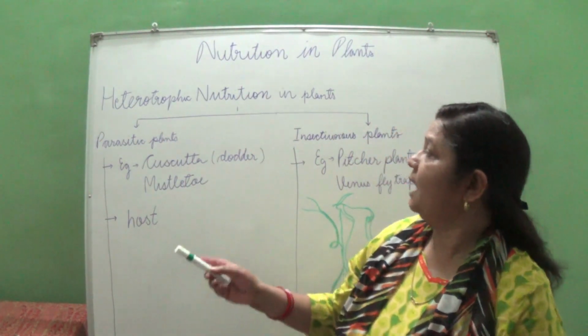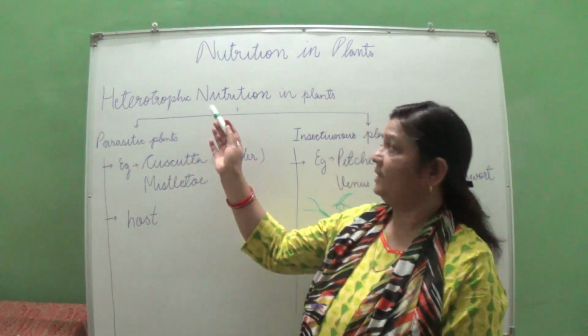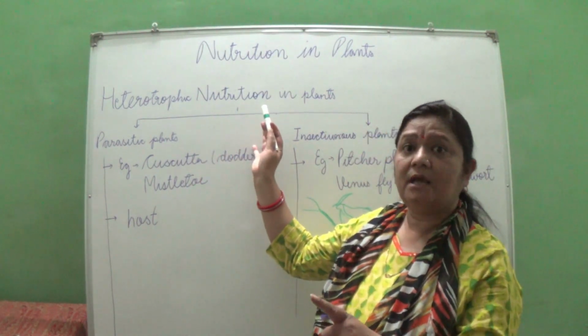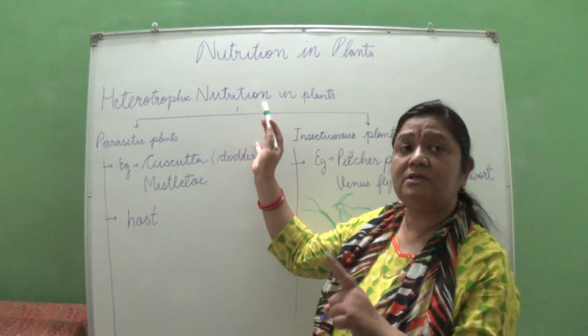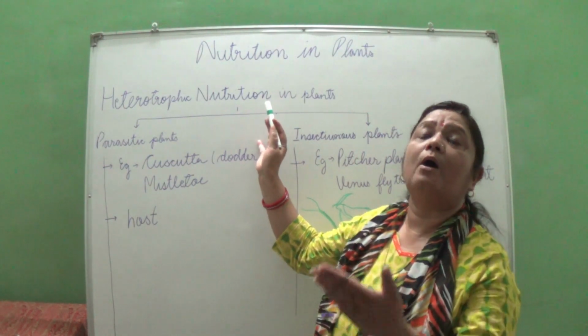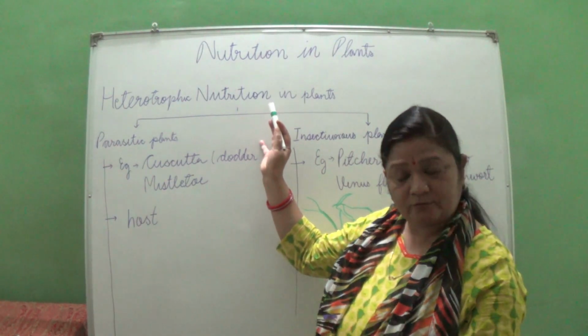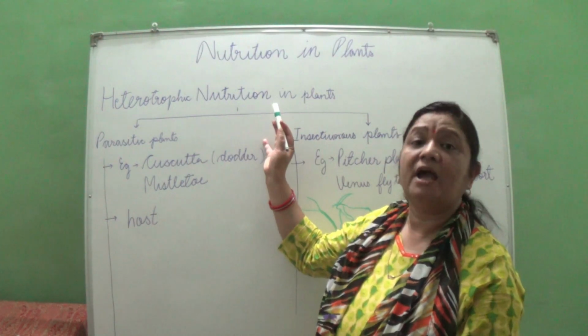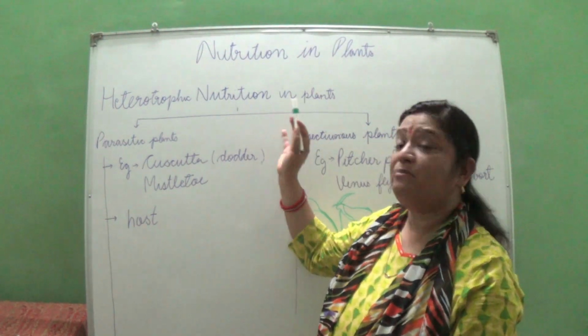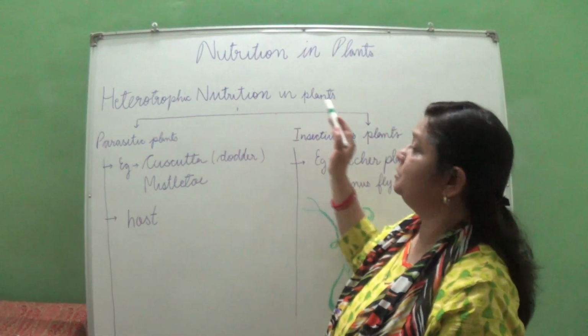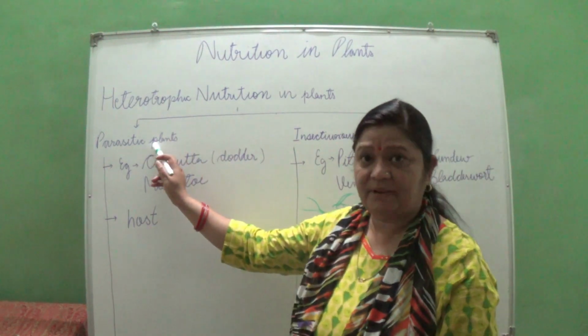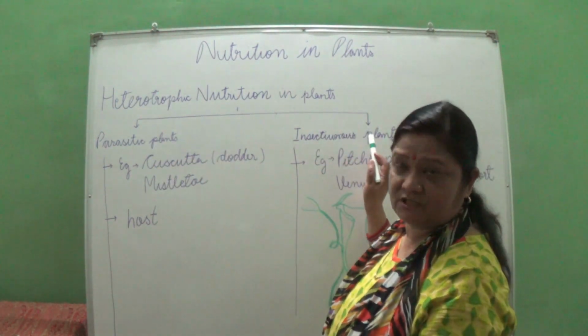So here now we are studying about heterotrophic nutrition. The plants which depend on other organisms for food are known as what? Heterotrophs. And basically it is divided into two, that is the parasitic plants and the insectivorous plants.